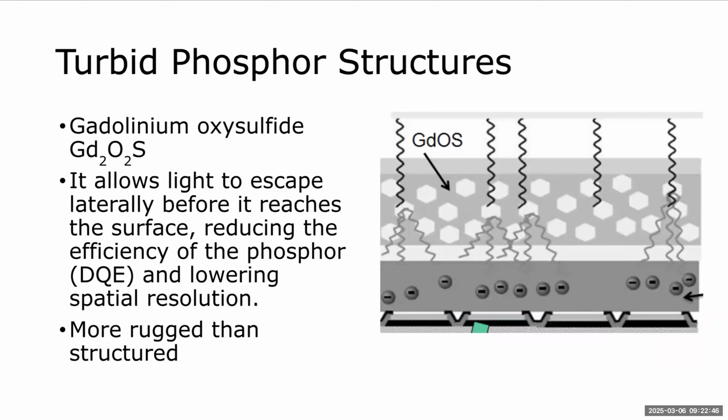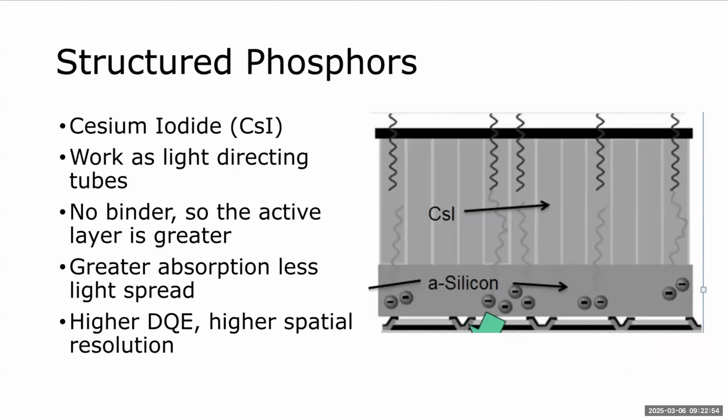So the turbid type were generally gadolinium oxysulfide. They're very rugged. The cesium iodide needle type worked more as light directing tubes, so there was less light spread, which means they would have higher spatial resolution. There was higher DQE with these.